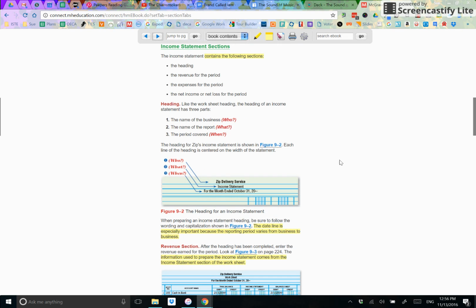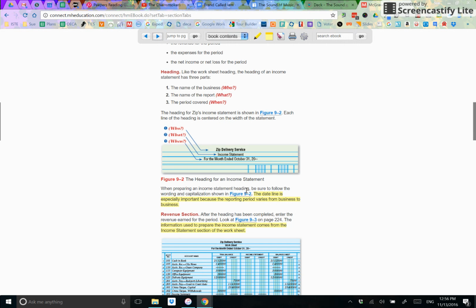So we're going to look at the heading. It's who, what, when, like usual. The name of the business is who, what is the income statement, and when is for whatever the period is ending the last month. And the date is important because income statements are something that you can compare from accounting period to accounting period. So you need to be very specific in that. Is this for the quarter ended, for the month ended, and so forth? So it's not a date, it's for a time period. So be sure and include that.